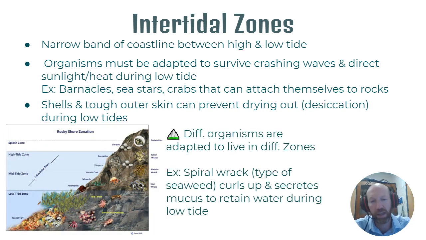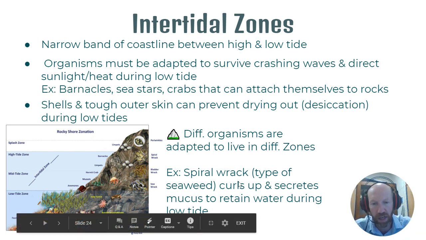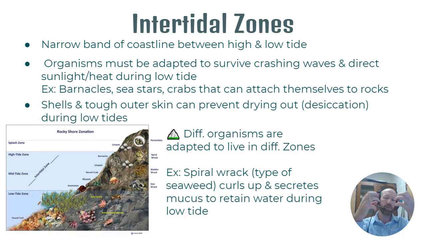And our big picture idea here, again, is that these different organisms are exceptionally adapted to live in different zones. So for example, in this picture, you've got the spiral rack, which is a type of seaweed, and it curls up and secretes this mucus to retain water during low tide.